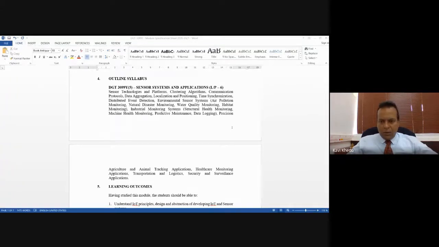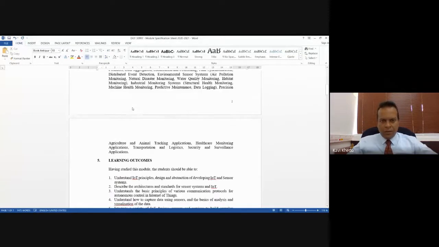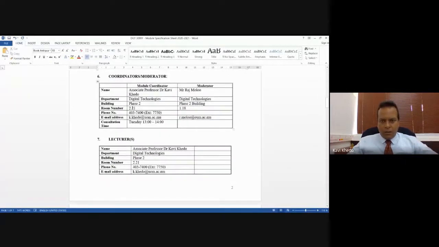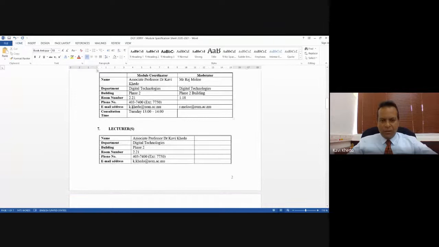Okay, so let me continue with the module information sheet. I think you're able to see it. The different learning outcomes I've just mentioned. I will be the module coordinator as well for this module, the lecturer and module coordinator.